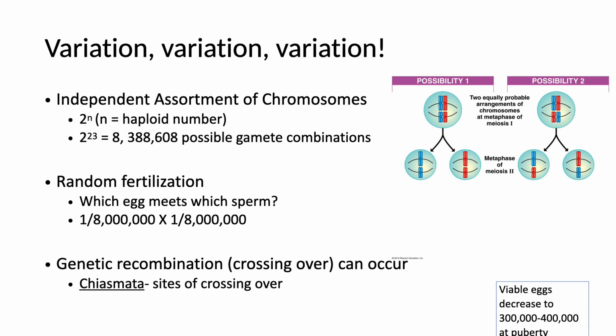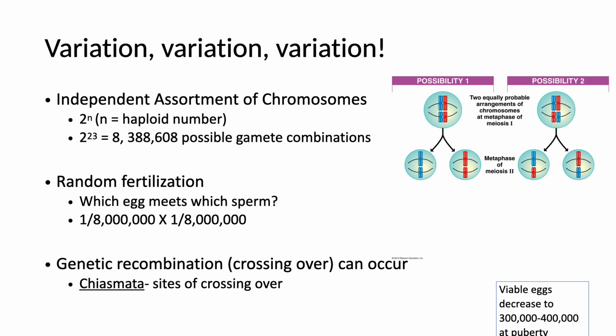So the benefit of this is that it's going to produce variation. For the independent assortment of chromosomes, the number of possible combinations is 2 to the nth, where n is the haploid number. So in humans, that's 2 to the 23rd power. That's over 8 million, and so this produces lots and lots of different variation. An individual can produce over 8 million variants.